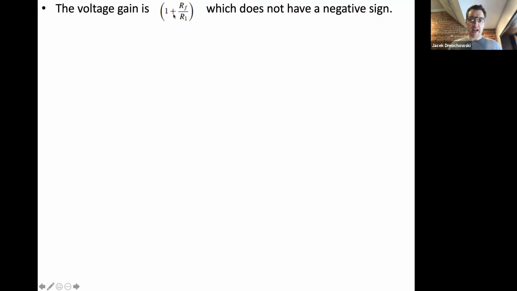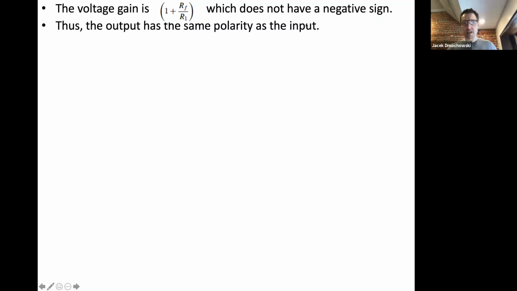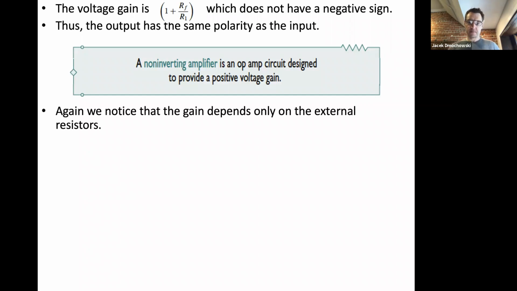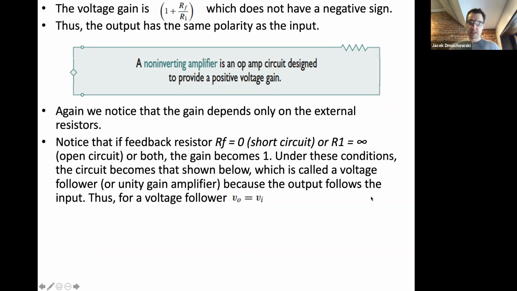So the voltage gain is equal to 1 plus RF over R1, which doesn't have a negative sign. Right? So the output voltage has the same polarity as the input. So it's an op-amp designed to provide a gain without that polarity flip. Again, the important thing is that the value of the gain depends only on the external resistors.